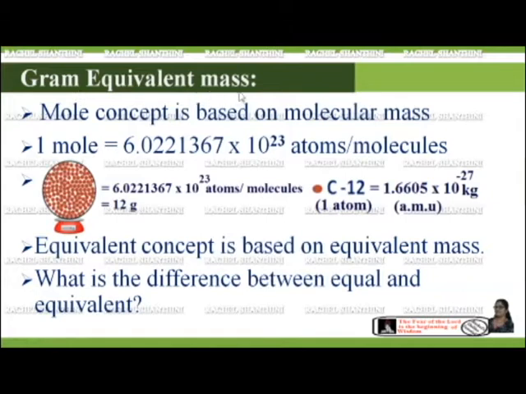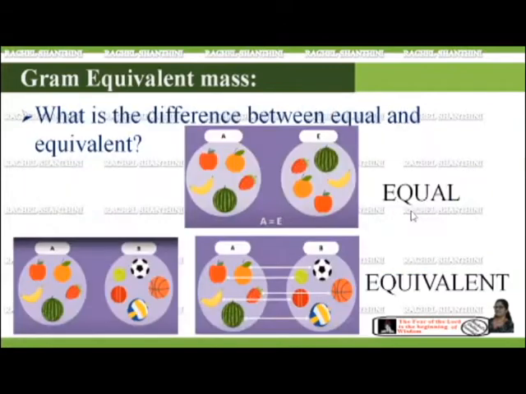You know that mass is the amount of matter present in a substance. The equivalent concept is based on equivalent mass. Before getting into the concept of equivalent mass, let us see what is the difference between equal and equivalent.